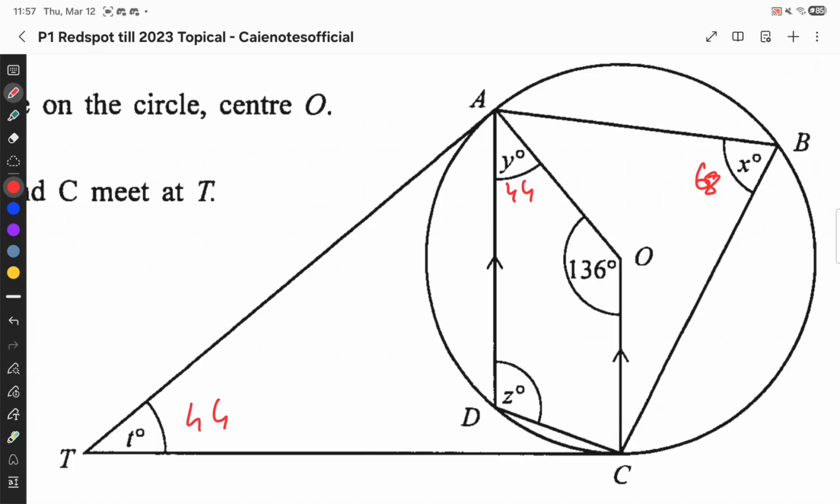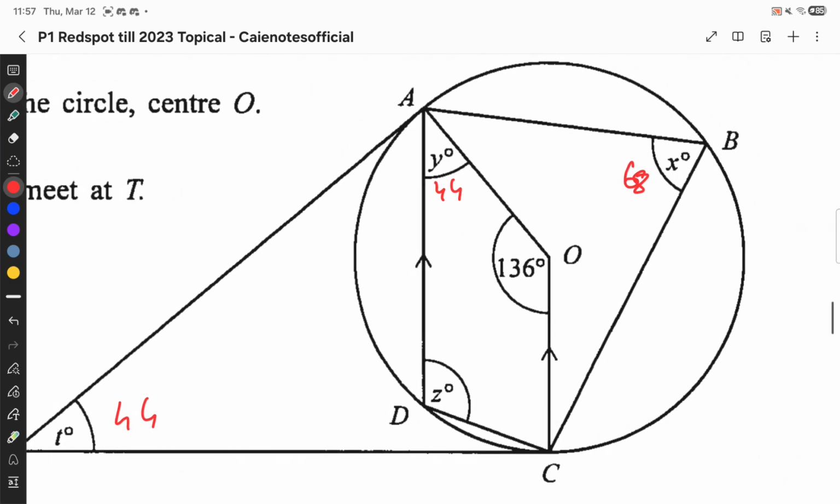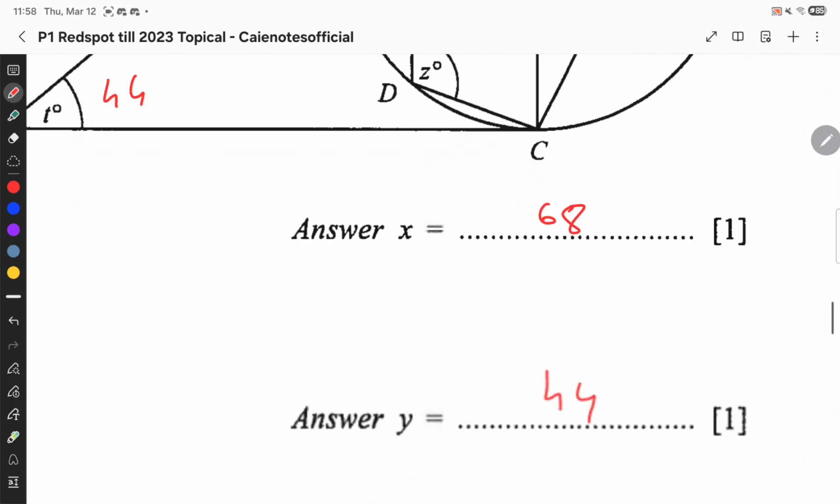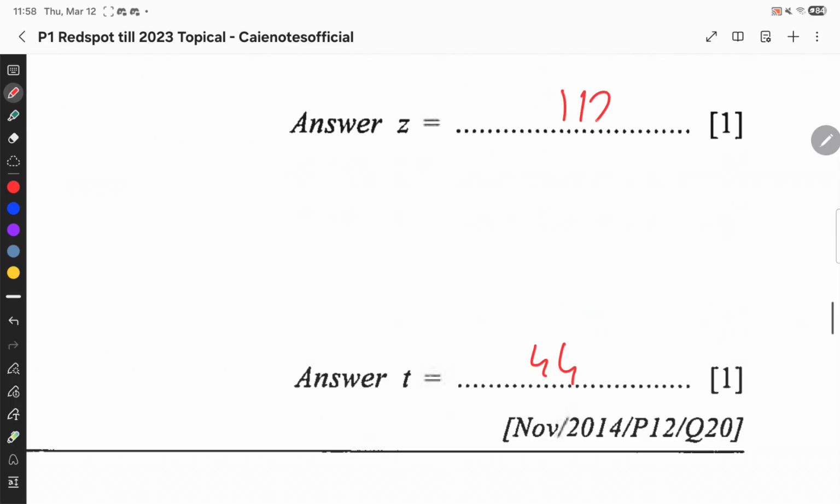Next is z. How do we find z? Well, we know that we have a cyclic quadrilateral ABCD, so we can use that to help. This is 180 minus 68, which is 112, and that is our final answer.